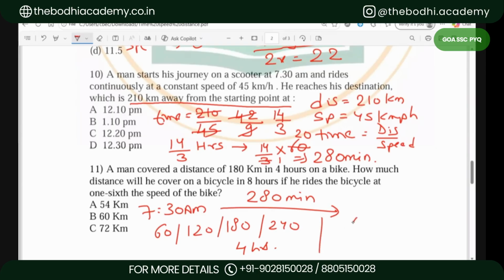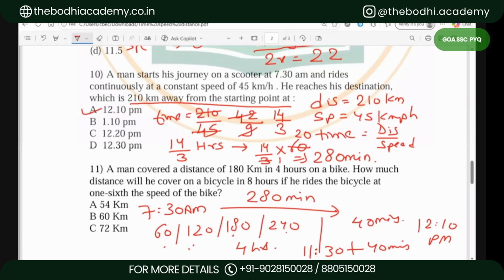After 240, there are 40 minutes more. So 4 hours it took. So 7:30 to 8:30, 9:30, 10:30, 11:30. Then after 11:30 another 40 minutes. If you add another 40 minutes after 11:30, it will become 12:10 p.m. So my answer is 12:10 p.m.